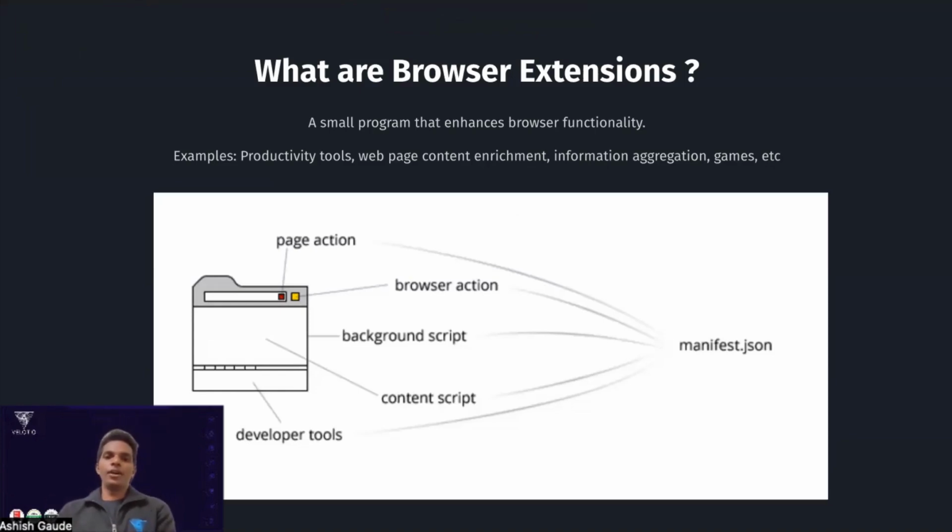So in short, extensions help you improve your productivity by adding more functionality to the browser. Some common examples of browser extensions are Grammarly, then Web Developer for UI. Then Google Translate is also a very good example of a browser extension.